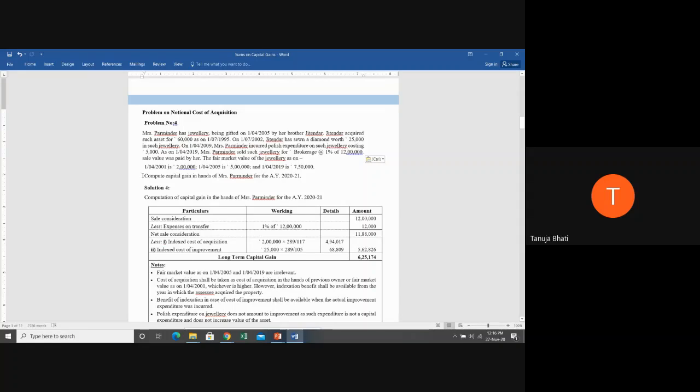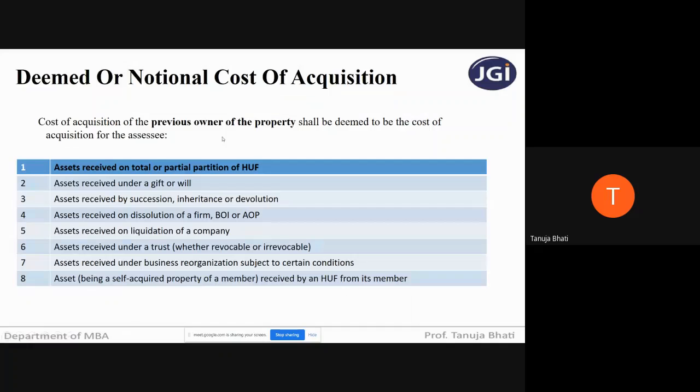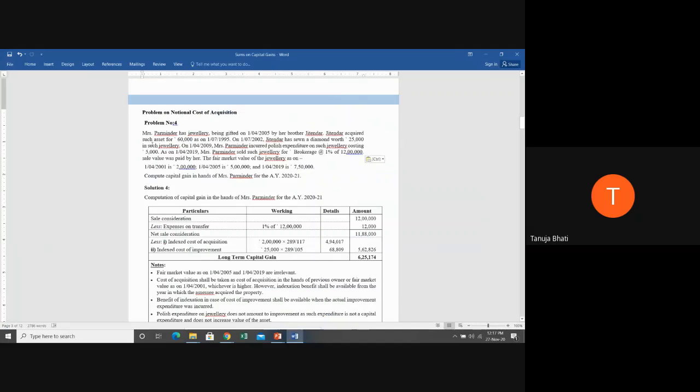Next, compute capital gain in the hands of Mrs. Parminder for the assessment year 2021. Students, before getting confused, let me tell you, in any case where you have received an asset as a gift, will, or inheritance, just remember you have to concentrate only on cost of acquisition. The rest of the things will remain the same. Cost of acquisition and cost of improvement you have to take based on what the previous owner has done. So based only on that you have to do. The rest of the things will remain the same.